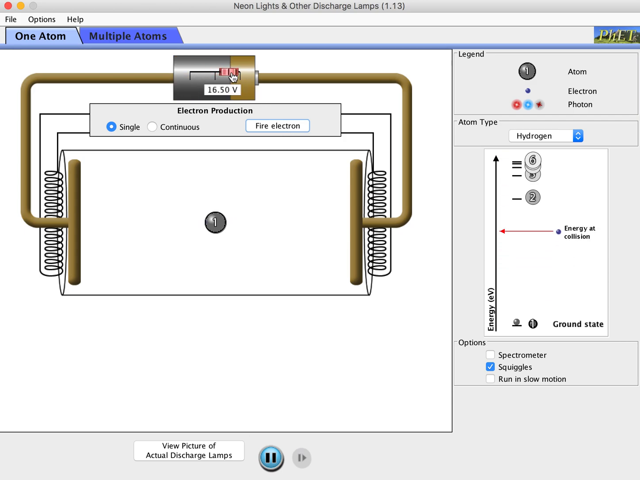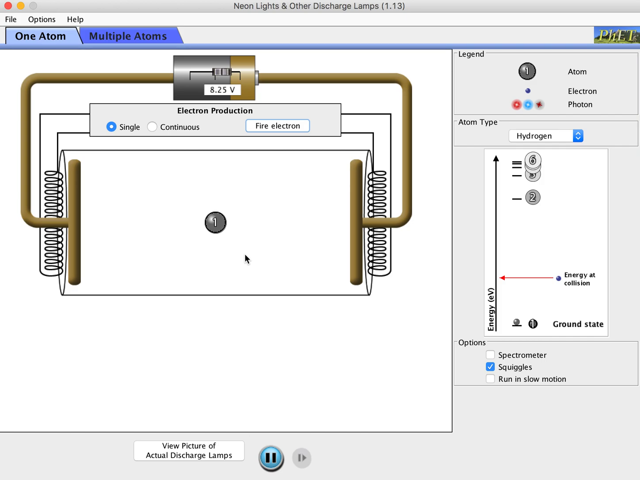I can change the voltage of the battery or the orientation of the battery. We showed the orientation there, but there's a slider bar. And you'll note that over on this side, it's changing how much energy that electron will have at collision concurrent with changing the battery voltage. So if I make a higher battery voltage, the electron is going to have more energy when it collides with that single atom in the middle of our simulated discharge lamp.